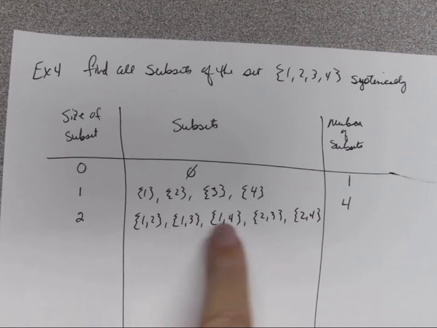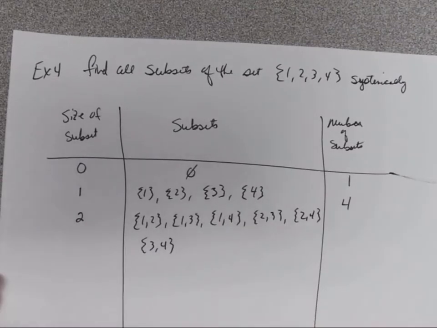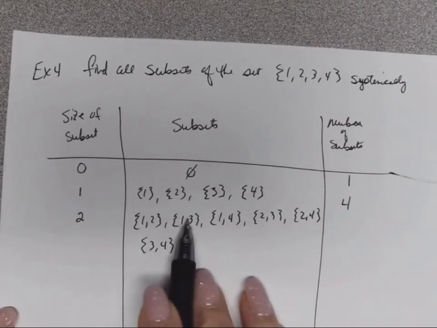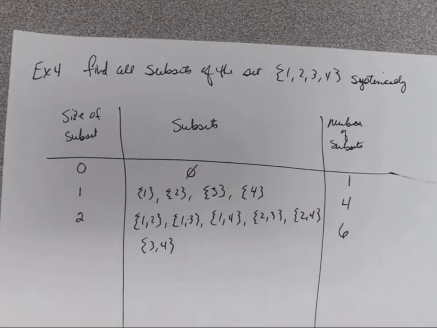So I did all the 1s, now I did the 2s, now let's go do the 3. So 3, 4. So how many do we have? We have 1, 2, 3, 4, 5, 6 total subsets.